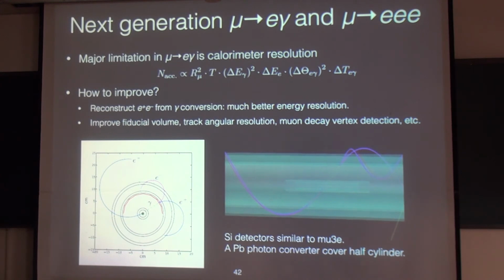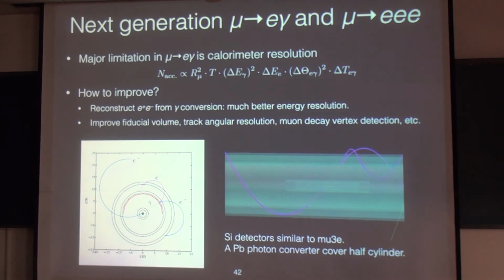covering 180 degrees, and then more silicons outside. So here we use the thickness of the lead, like 10 radiation length. So basically about 10% of gamma rays would be converted. So basically the signature would be 3 tracks. 2 of them come out from this converter, away from the target.